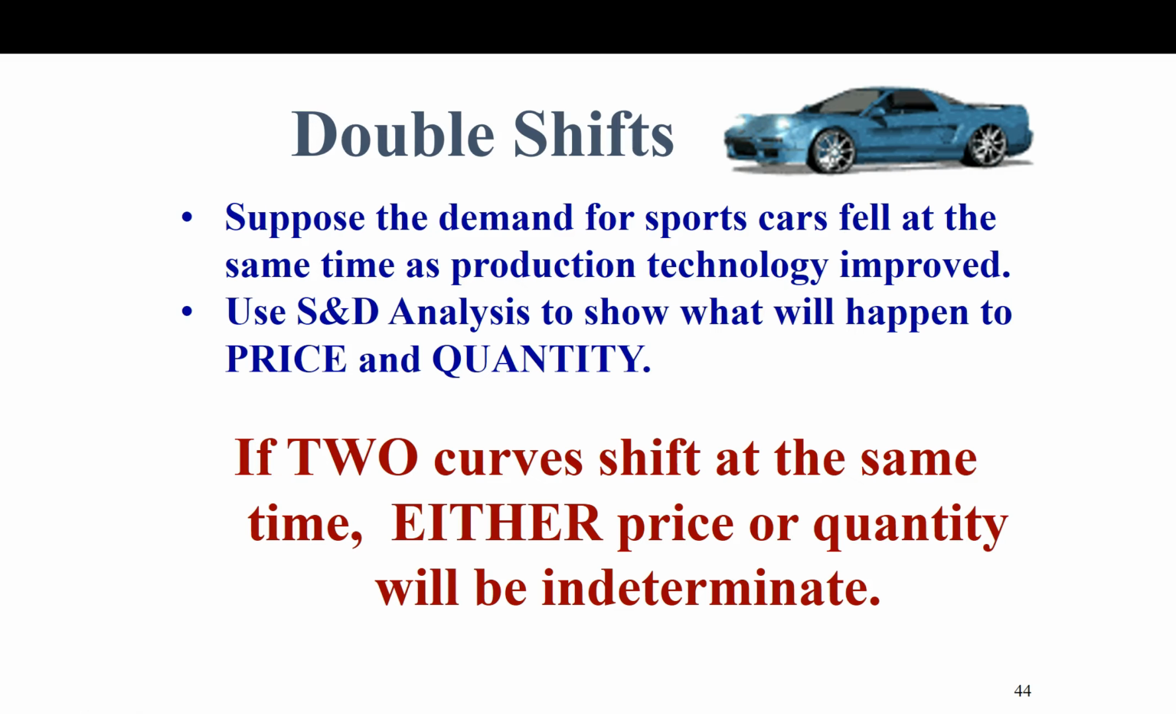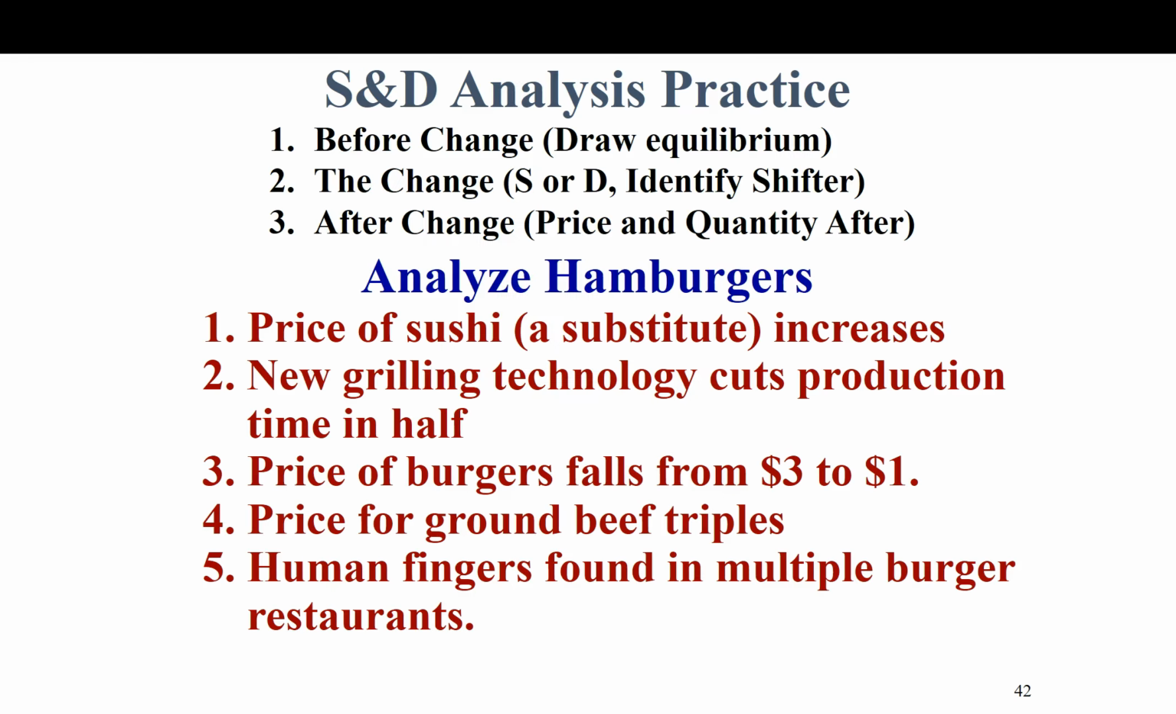There is a concept, and this is found in your homework as well for this week, of double shifts, meaning that both supply and demand change at the same time. You have a simultaneous change. And so an easy rule of thumb here is that if 2 curves shift at the same time, either price or quantity will be indeterminate depending on the degree of the shift. Let me show you what I mean by that. Let me go back and give you a blank page, and let me show you what I mean.